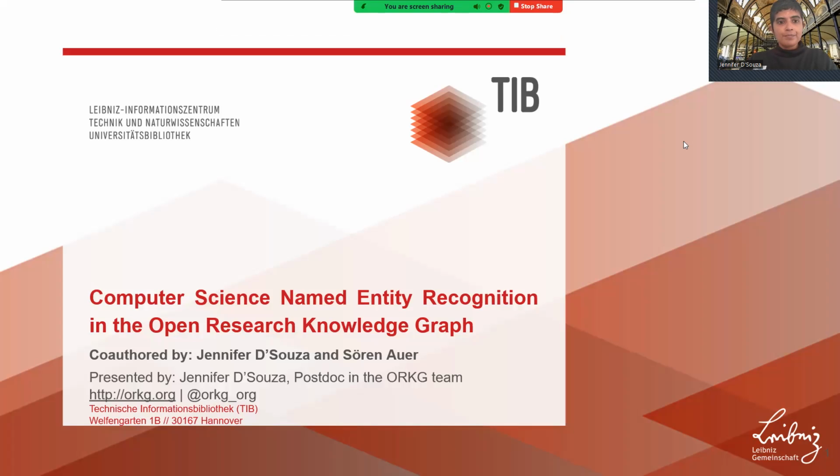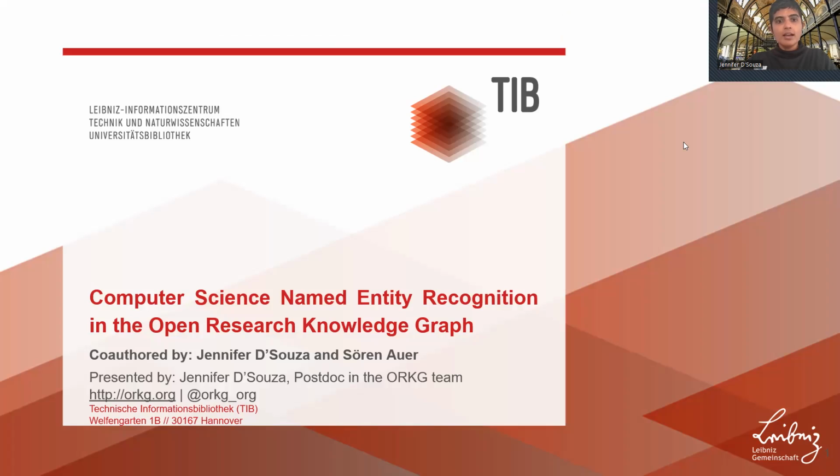Good day, everyone. Today, I will present our paper, Computer Science Named Entity Recognition in the Open Research Knowledge Graph. This paper is co-authored by myself and my supervisor, Zoran Auer, and I will be presenting the work.